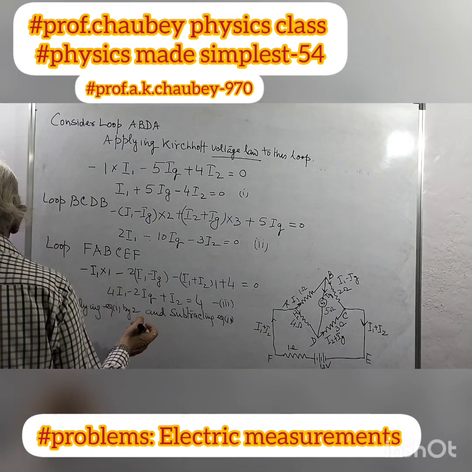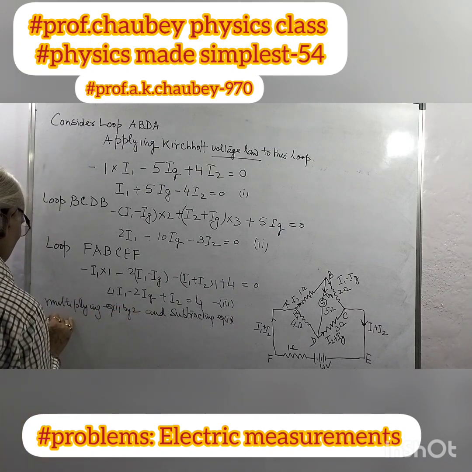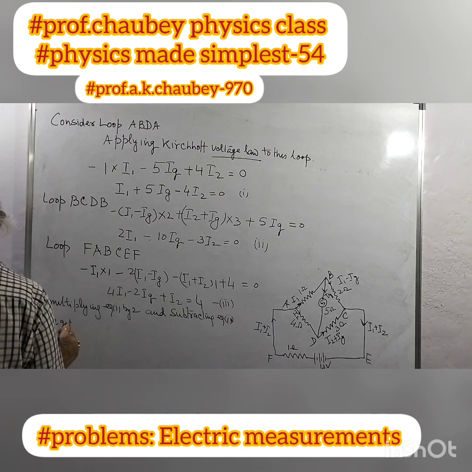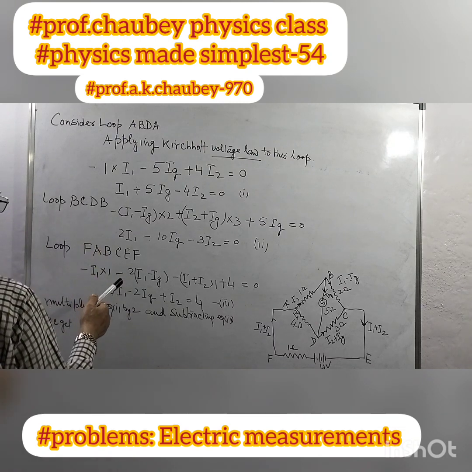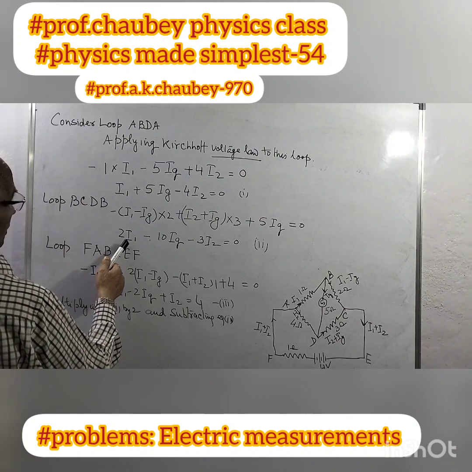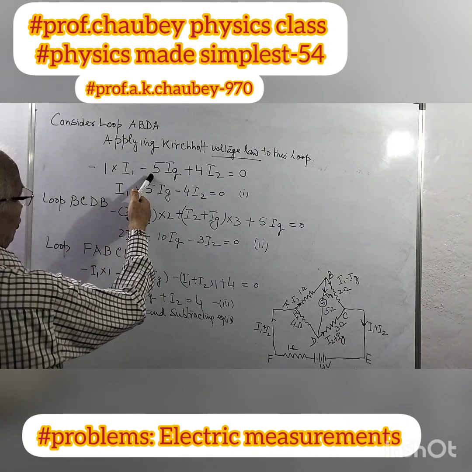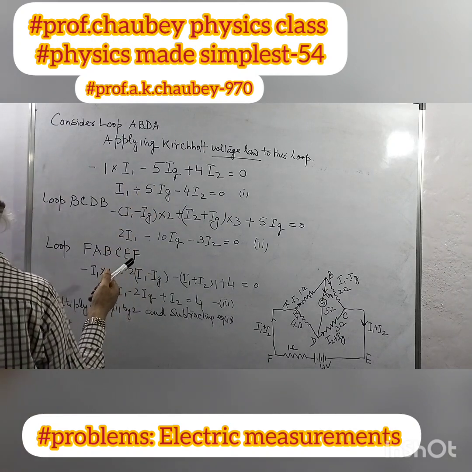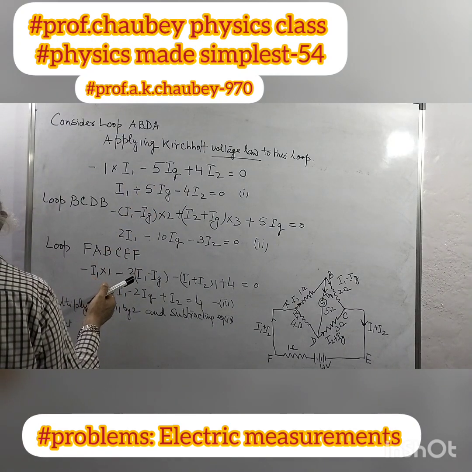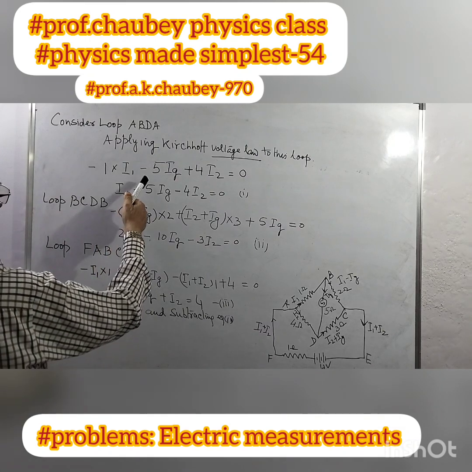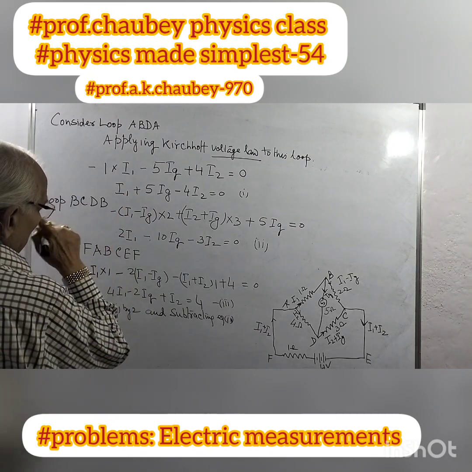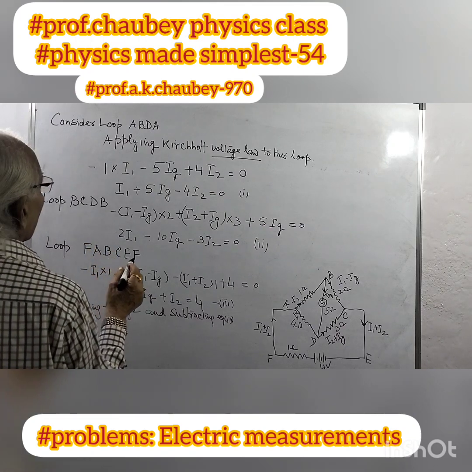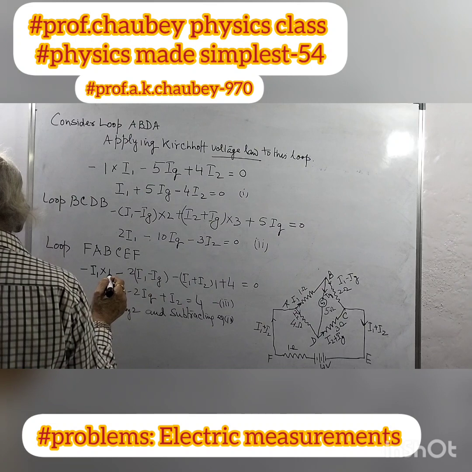You can write, by doing this, multiplying by 2, so this will be cancelled. We multiply by 2 here, so 2 times 5 is 10Ig, and this 10Ig subtracting here, minus plus. So this I write, this is minus. Yes, what do I get?